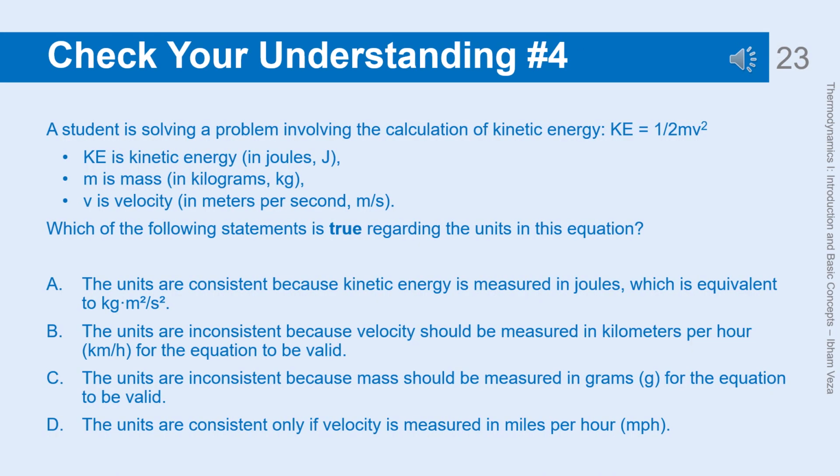Answer A. The units are consistent because kinetic energy is measured in joules, which is equivalent to kilogram meter squared per second squared. Explanation. The units in the equation KE equals 1/2 mv squared are consistent because 1 joule, J, is defined as 1 kilogram meter squared per second squared. Mass is correctly measured in kilograms, kg, and velocity is correctly measured in meters per second, m/s, ensuring the units align properly for the calculation of kinetic energy.